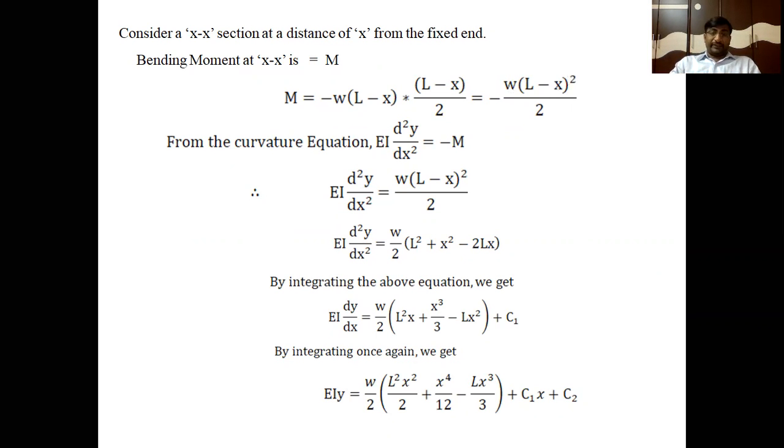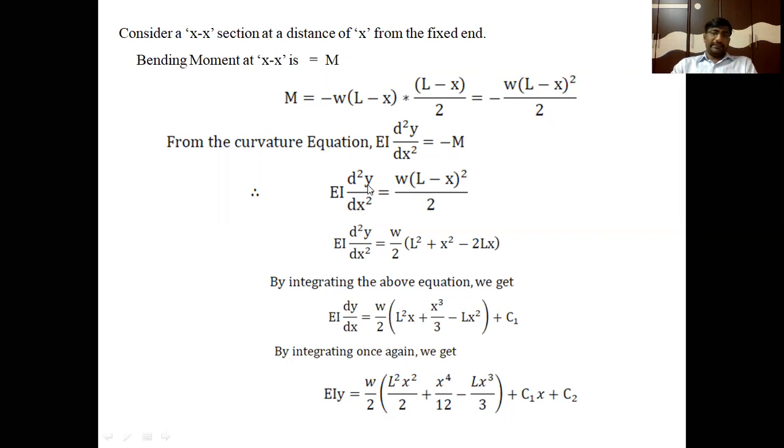So minus w into L minus x whole square by 2 is the bending moment at XX. After getting the bending moment at XX, we substitute the bending moment value in the curvature equation. What is the curvature equation? EI d square y by dx square is equal to minus M. This M is the bending moment at XX. So the bending moment at XX is minus w into L minus x whole square by 2. By substituting this in place of M, minus minus cancels. Already the equation has a minus and M also has a minus sign, so minus minus becomes plus.